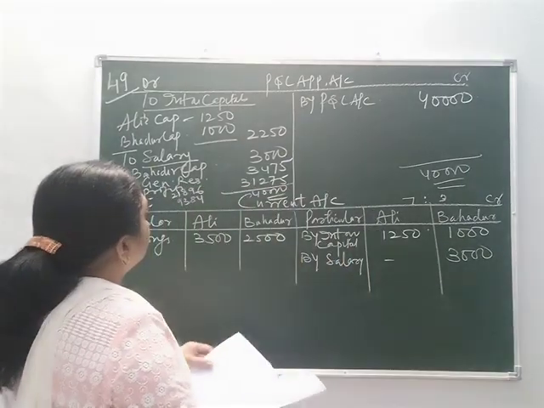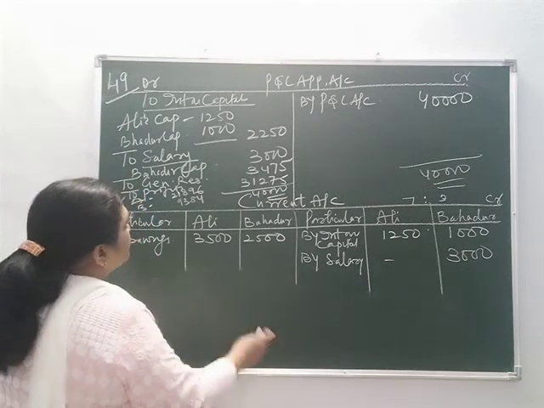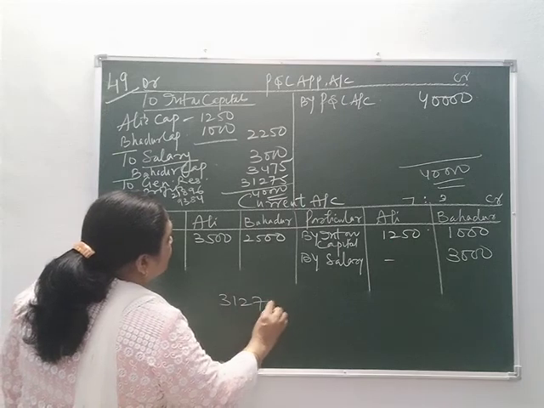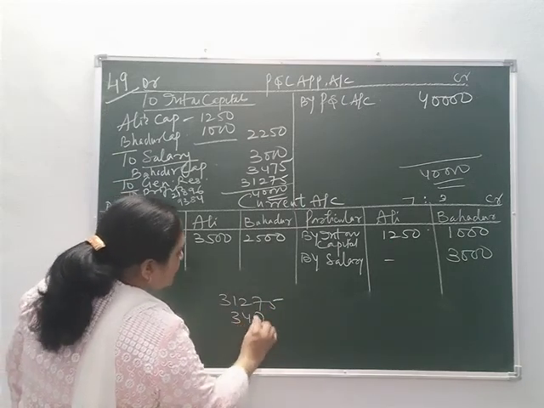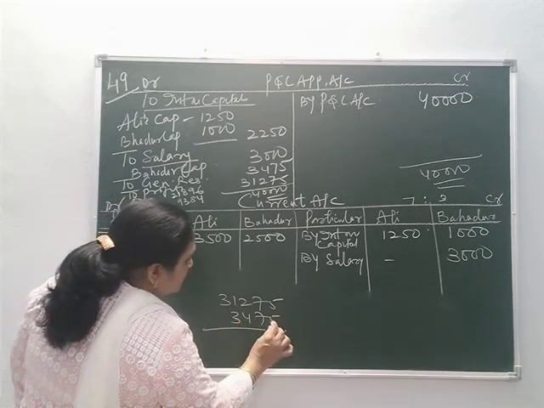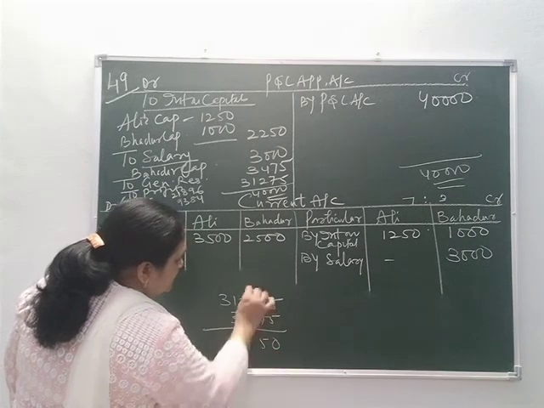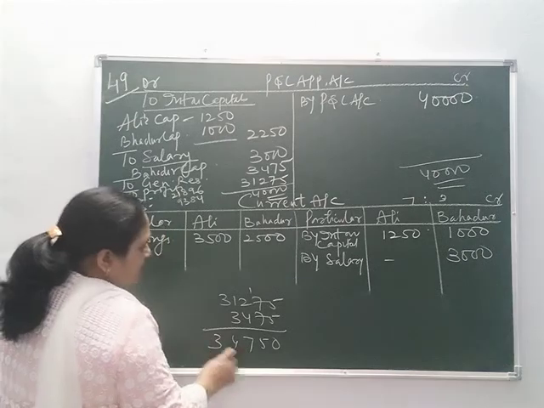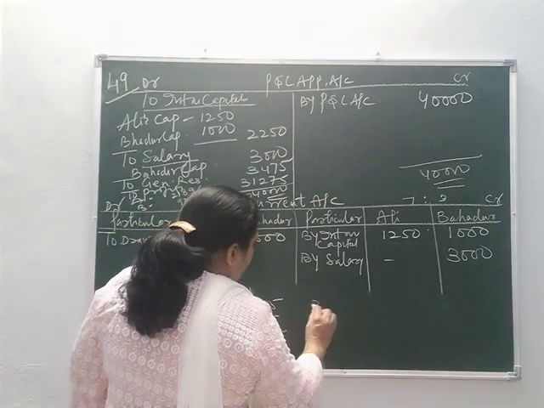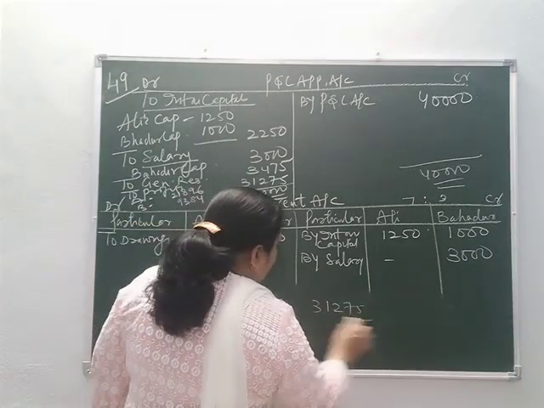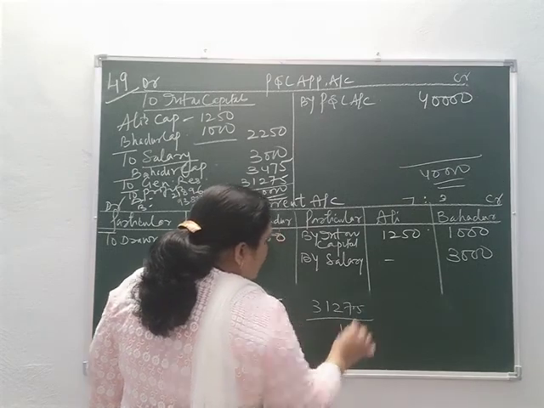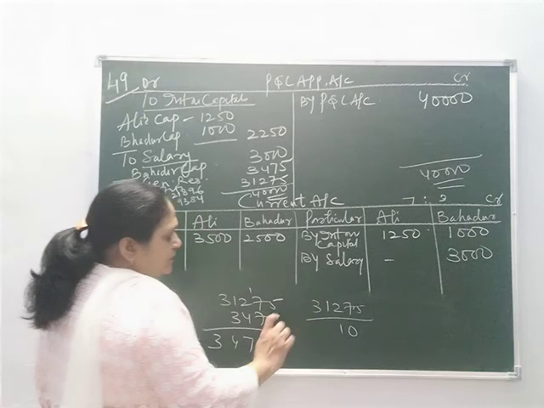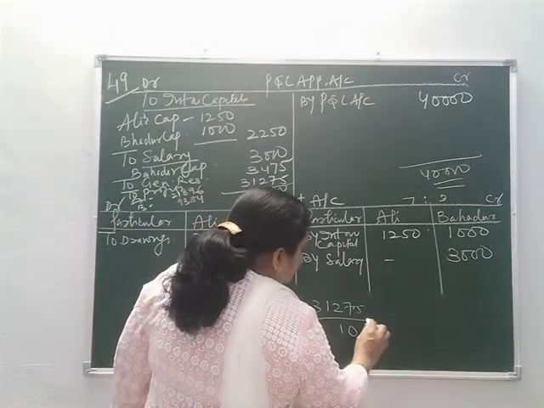But how come the amount is not coming this one? This is 3475, 31275 and 3475. Okay, this is correct. 31275 divided by 10. So if you divide this, 3127.5. Correct. This is correct. So this is divided by 7.